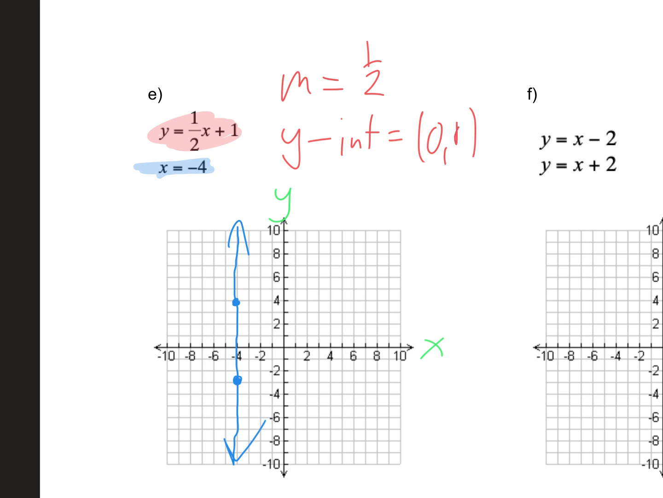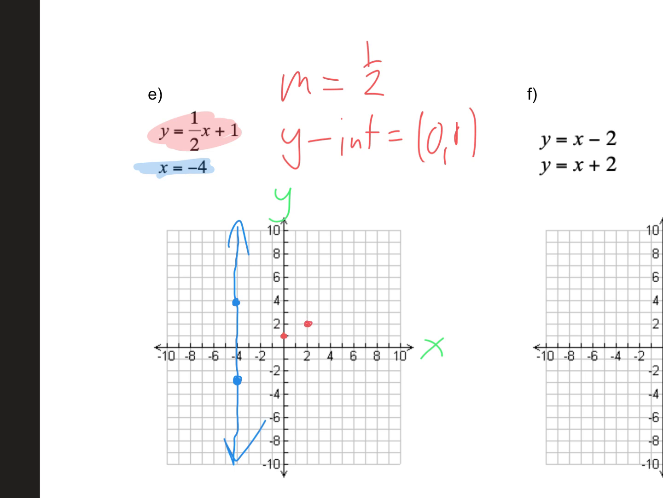So now we go ahead and graph this guy. So we start with our y-intercept. So 0, 1, that point is right here. And now we can use our slope of 1/2. So if we use rise over run, that would be up 1, right 2.